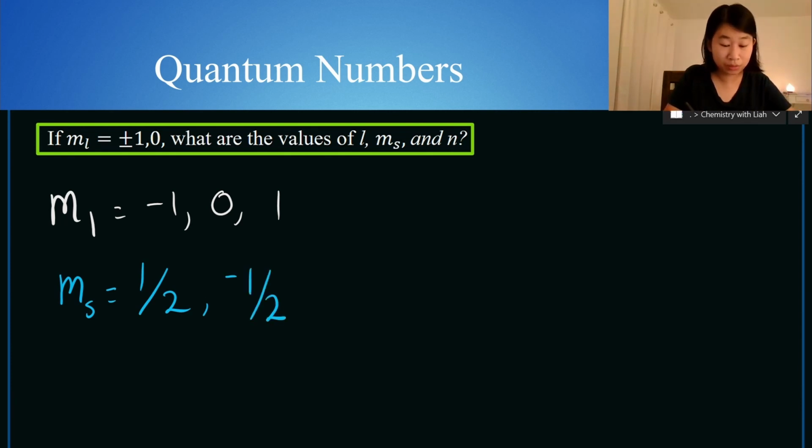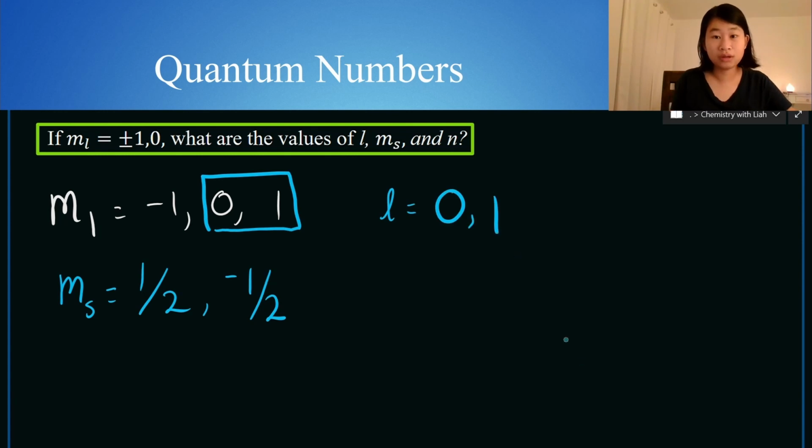Now we're going to go backwards a little bit in order to find the L values. Okay, so how do you think we're going to do that? It turns out that you're just going to take the positive parts and 0 as your L values. And so we have 0 and 1 for L. Remember that L cannot be negative values. The lowest it can go is 0, and then upwards.